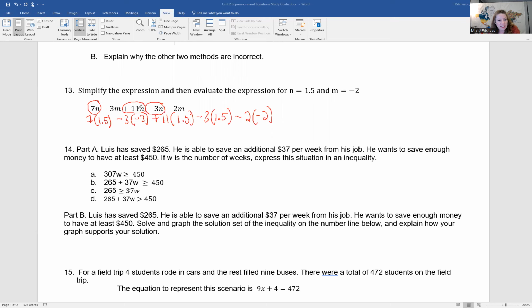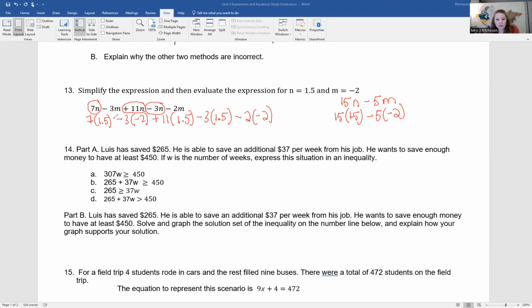So that would be 18. So I'd have 15n. And then we have negative 3m combined with negative 2m. Negative 3 combined with negative 2 is negative 5m. That would be so much shorter, wouldn't it? So then all we're doing is multiplying 15 times 1.5. Oops. Minus 5 times negative 2.